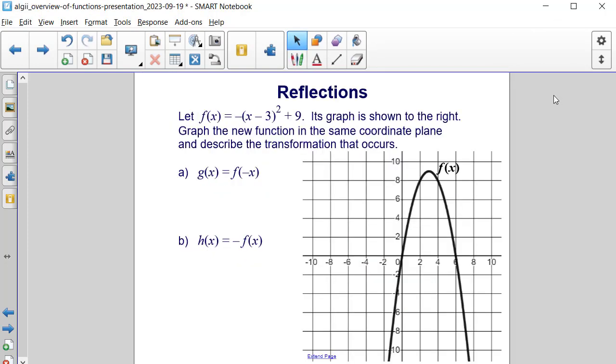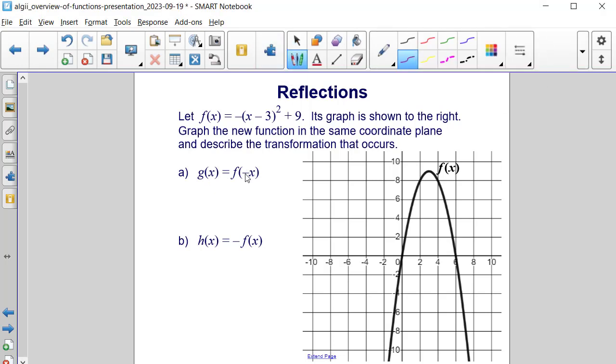Now let's try some examples with reflections. We'll begin with this one. Let f of x be equal to negative of the quantity x minus 3 squared plus 9. Its graph is shown to the right in black. Graph the new function in the same coordinate plane and describe the transformation that occurs. So the first one that we have is that g of x is equal to f of negative x. Since the negative sign is inside of the parentheses with the x, we are going to replace the x in our original f function with negative x.